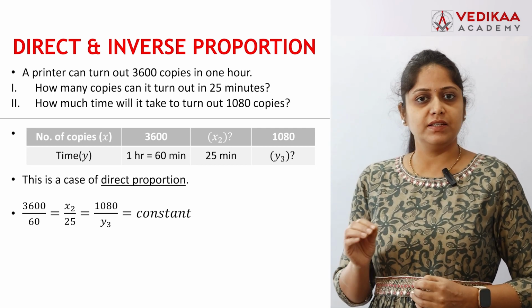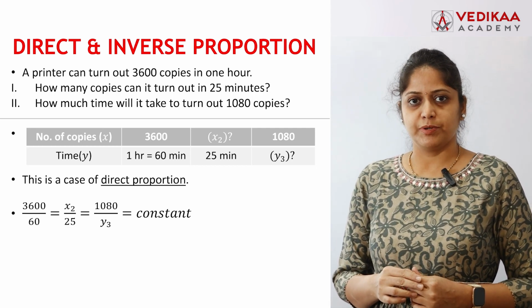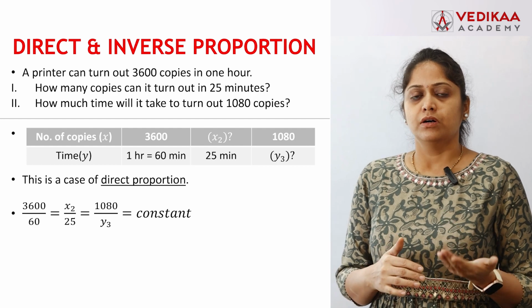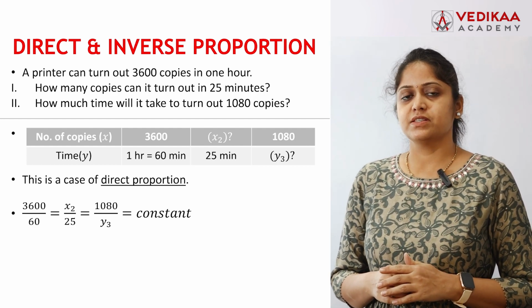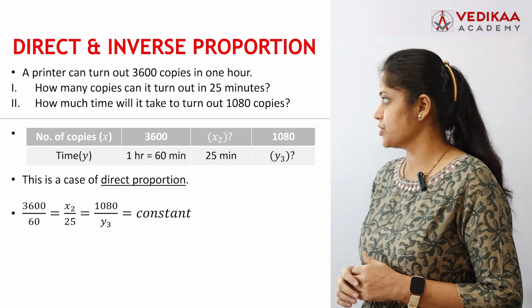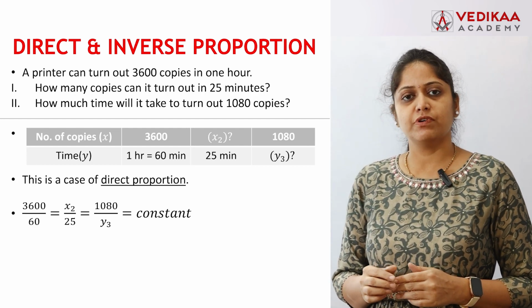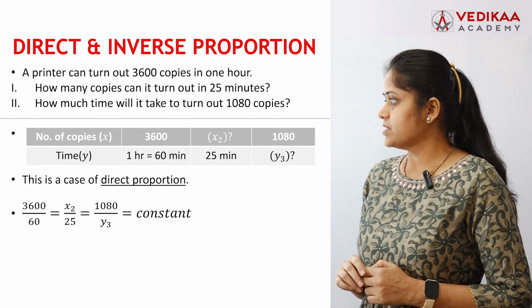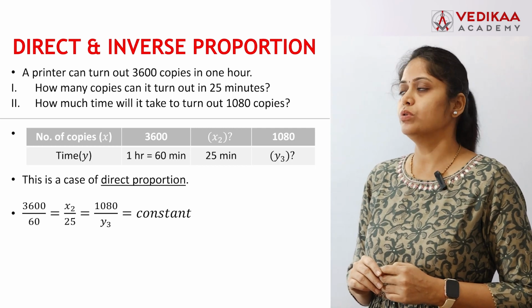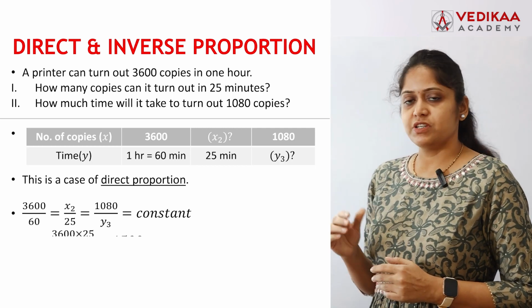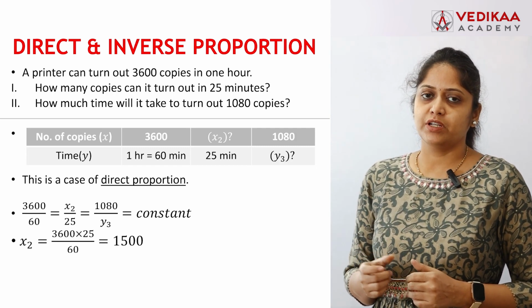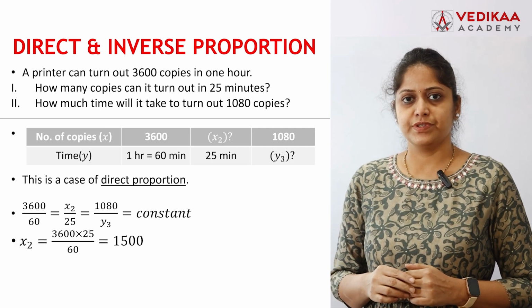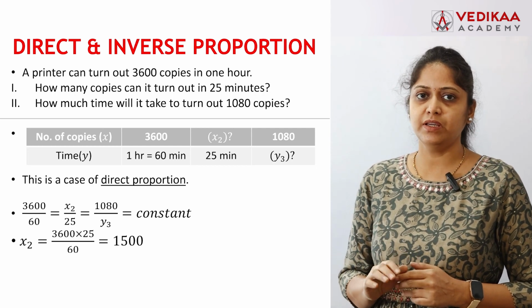We can easily recognize that this is a case of direct proportion. Number of copies has increased, so the time required to print that particular number of copies will also increase in the same proportion. So what is the formula? x1 upon y1 is equal to x2 upon y2. So 3600 upon 60 is equal to x2 upon 25. One equation we will get, and if you solve that equation, then you will get the value of x2, which is equal to 1500. So in 25 minutes 1500 copies will be printed.